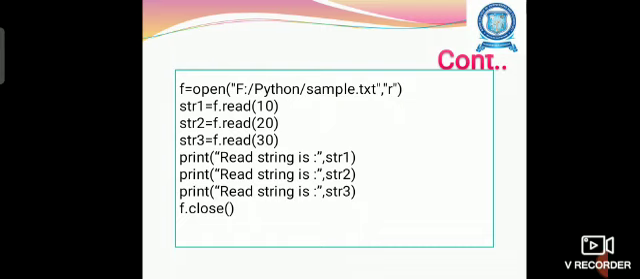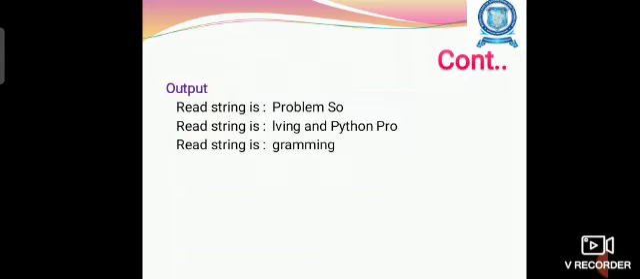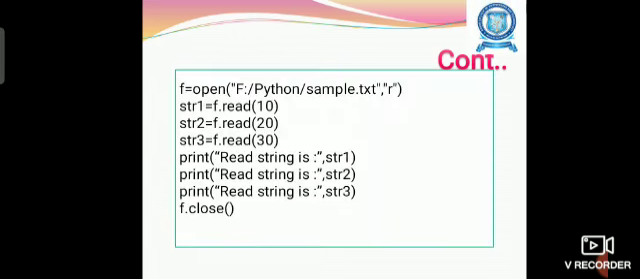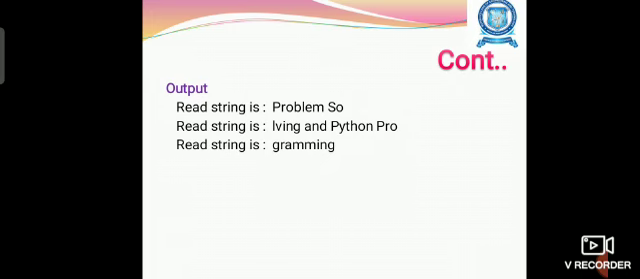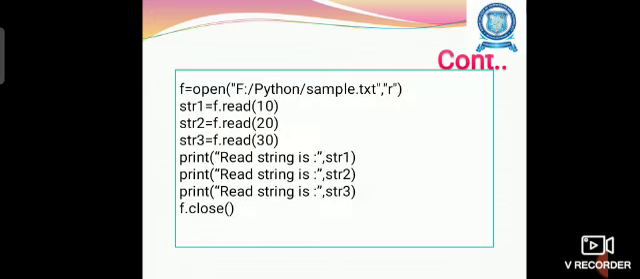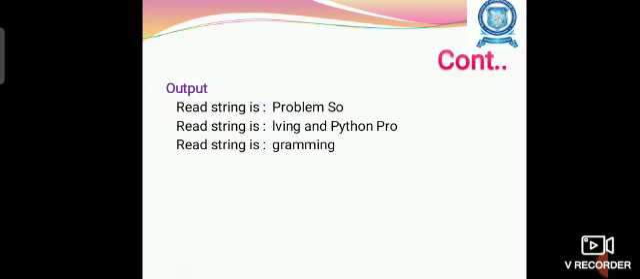Then we are printing the contents present in the string variables str1, str2 and str3. And finally we are closing the file with f.close. Now we are seeing the output of the previous program. By the first print statement, we get the output like this: Read string is, and str1 will have the first 10 characters, that is "problem so".